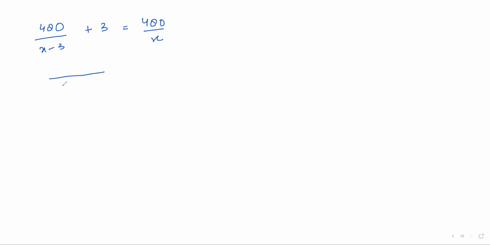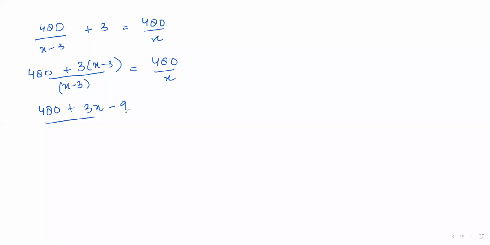Okay, now take LCM. So LCM is x minus 3, right? So this is 480 plus 3 into x minus 3. This is 480 divided by x, correct? Now, okay, this is 480 plus 3x and minus 3 into 3 is 9. Any problem?